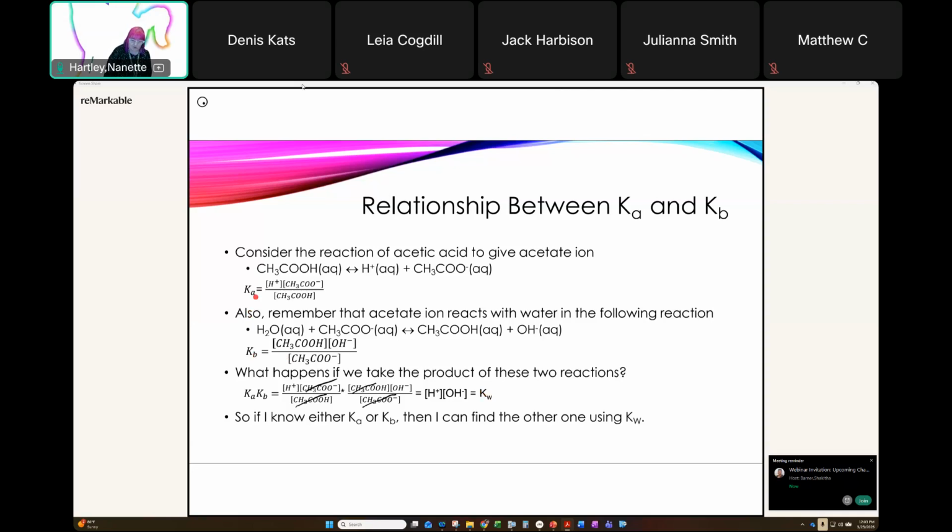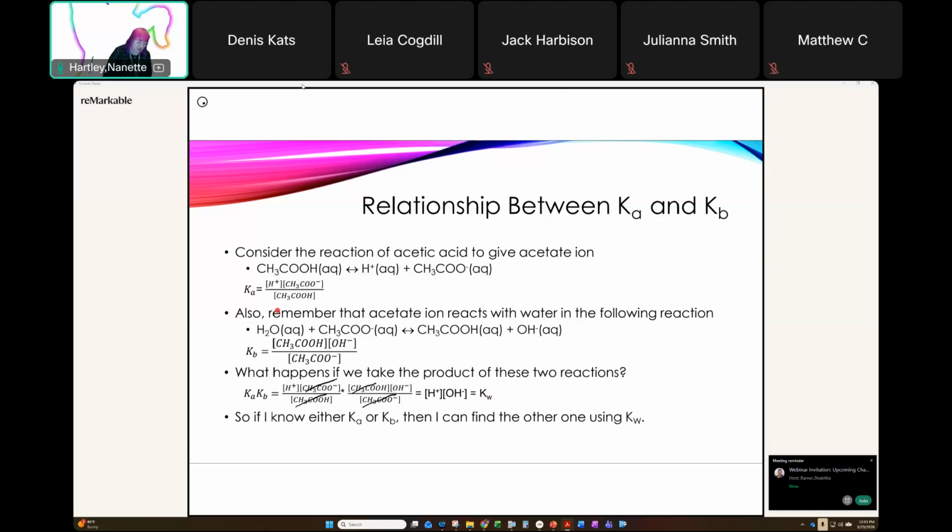But isn't Kw like a constant though? Like we know the number. Yes, it's 1 times 10 to the minus 14th at 25 degrees. That is correct. So as long as you know what this value is for Kw, which you do, and you can find a value for Ka, then you can get a numeric value for Kb, or vice versa.